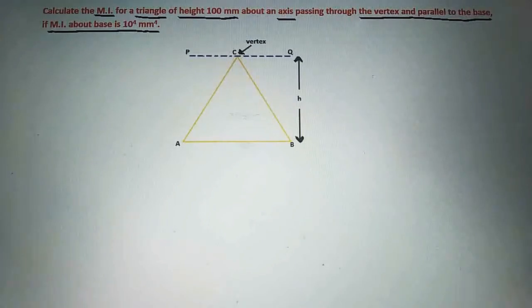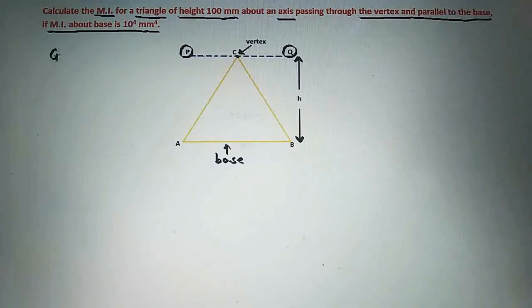See this diagram here. In this diagram there is a triangle ABC where AB is the base of the triangle and C is the vertex. We have to calculate the moment of inertia for the triangle about an axis which is passing through the vertex and parallel to the base. So here this PQ axis is passing through the vertex and parallel to this base AB. So we have to find out the moment of inertia about this axis PQ.